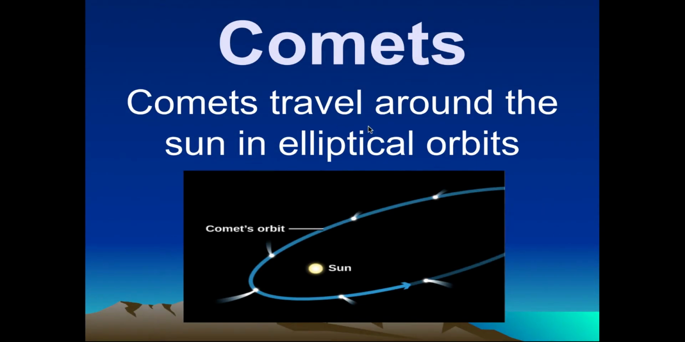Comets travel around the sun in elliptical orbits. So very similar to planets. Planets circle around the sun in elliptical orbits, somewhat elliptical orbits. Comets' orbits are much more elliptical, meaning that they're more oval, but they do travel around the sun.